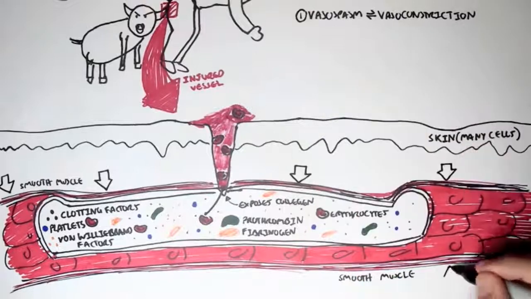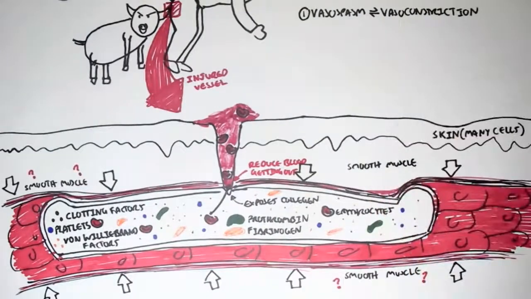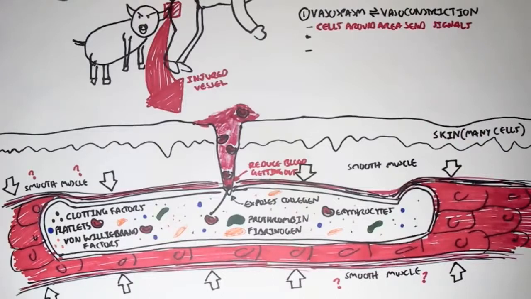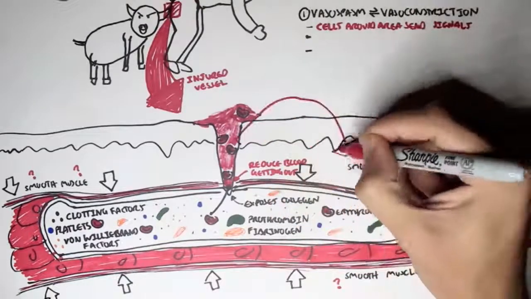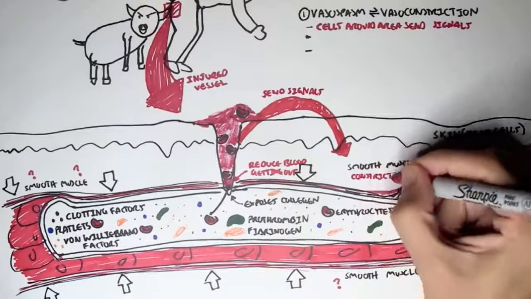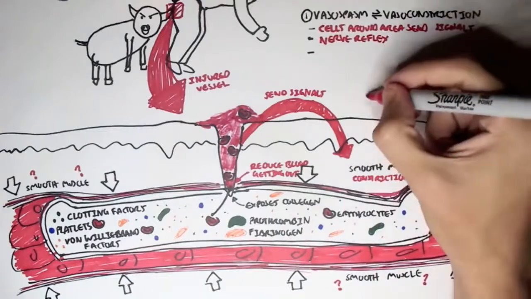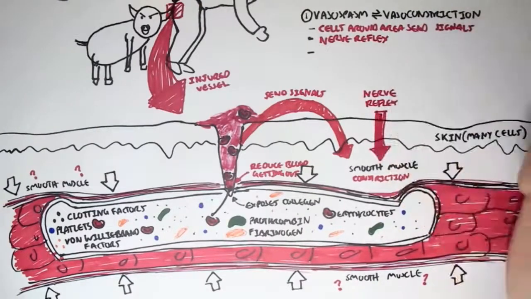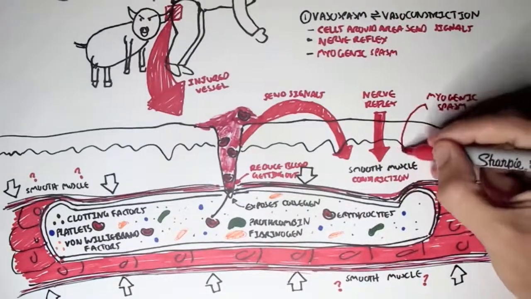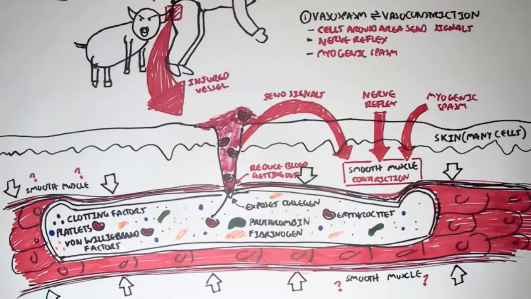The blood vessels have to contract in order to reduce blood from gushing out. But how do the smooth muscles know when to contract? Well, there are three main ways. Firstly, cells around the injured area, particularly the endothelial cells, will begin secreting signals telling the smooth muscles to contract, enhancing vasoconstriction. Then our own nerve reflexes will cause the smooth muscles to contract, further enhancing vasoconstriction. And also we have myogenic spasm, which causes the smooth muscles to contract, and so the blood vessels to contract. So all these three ways enhance vasoconstriction to reduce blood flow.